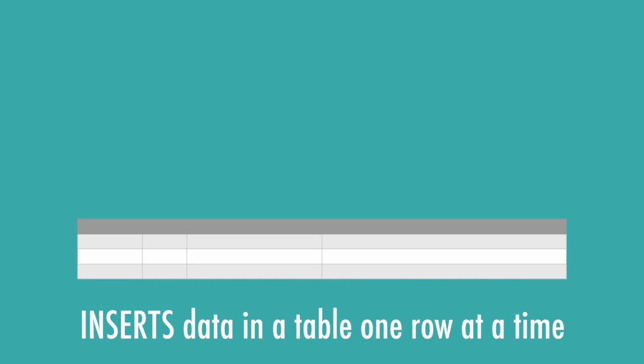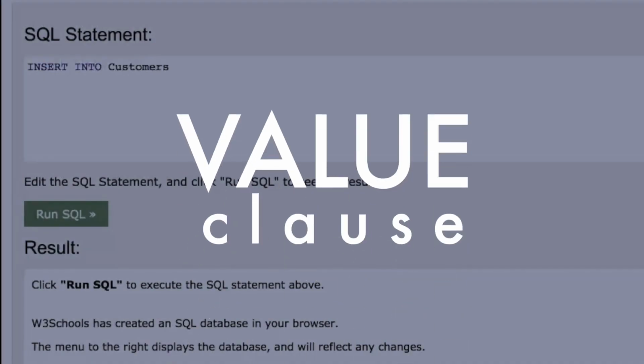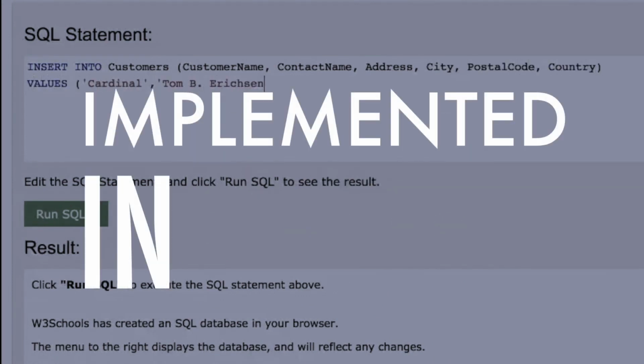First up is the insert statement, or more specifically, the insert into statement. This allows us to add new records to the database and can be executed in two ways. First is with the values clause, wherein we provide the values for a given row in the statement. This can be done in two ways.